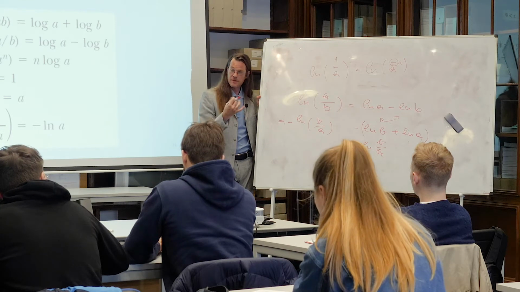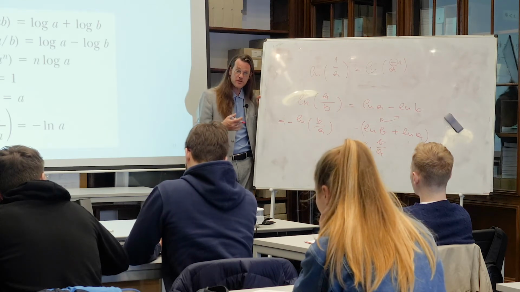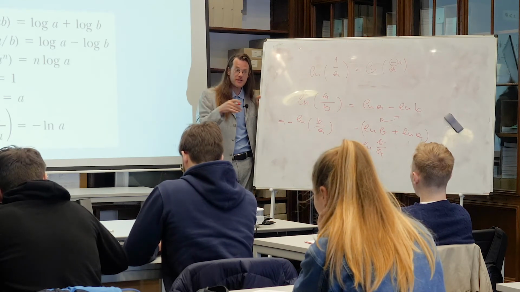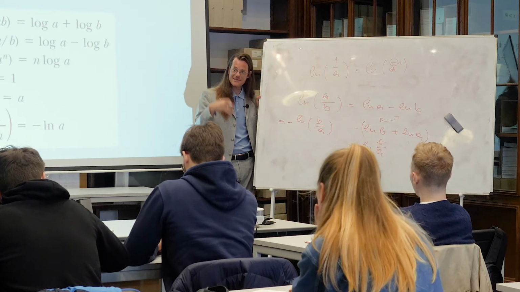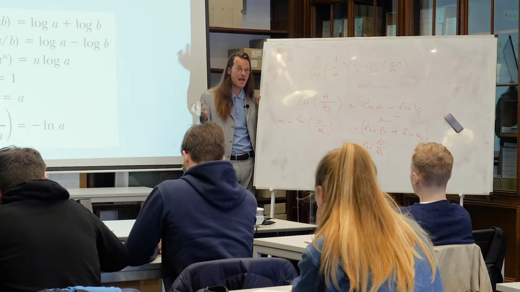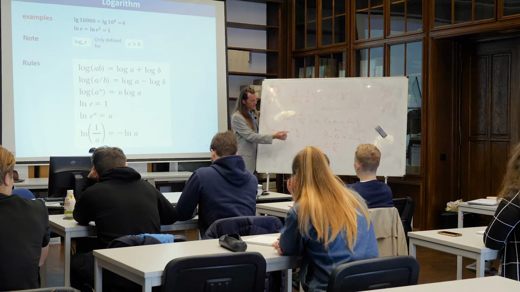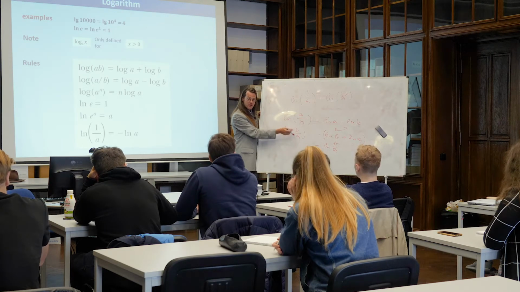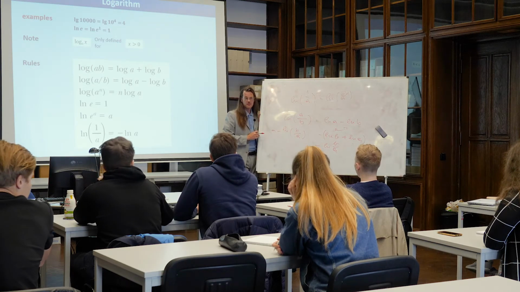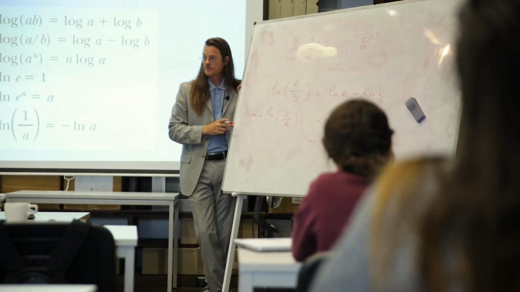So if this is an example, if you read in a textbook, for example, and you have an equation where there's a minus logarithm given, and in the next line the minus has disappeared, and you say, hey, where's the minus? It might be that you just changed the fraction here, and this is why the minus has disappeared. Okay?